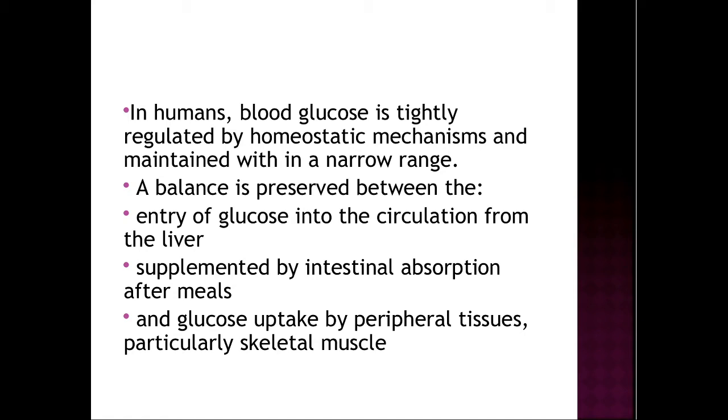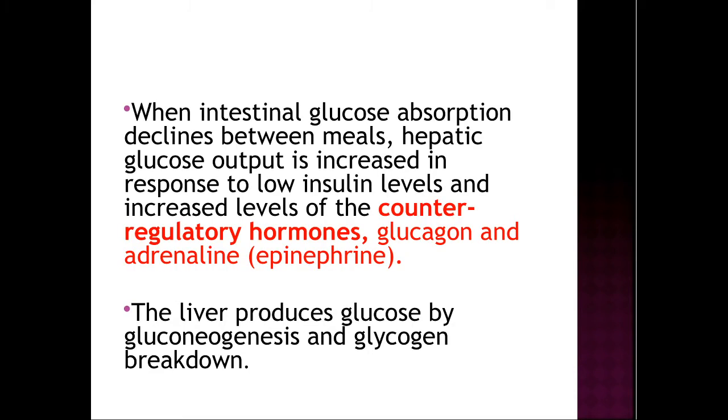A balance is preserved between the entry of glucose into the circulation from the liver, supplemented by intestinal absorption after meals, and glucose uptake by peripheral tissue, particularly by skeletal muscle. When intestinal glucose absorption declines between meals, hepatic glucose output is increased in response to low insulin levels and increased levels of the counter-regulatory hormones like glucagon and adrenaline. The liver produces glucose by gluconeogenesis and glycogen breakdown.